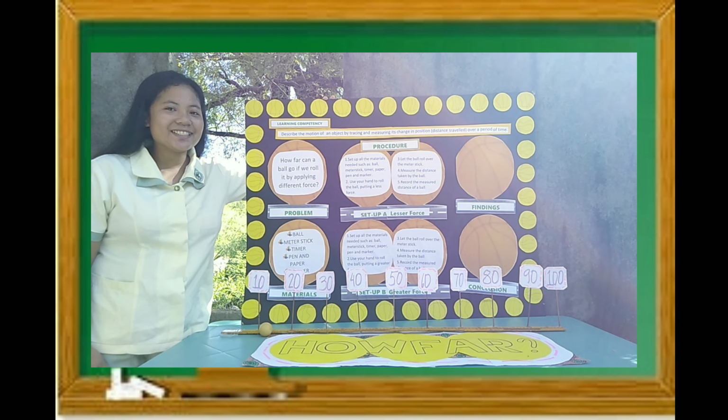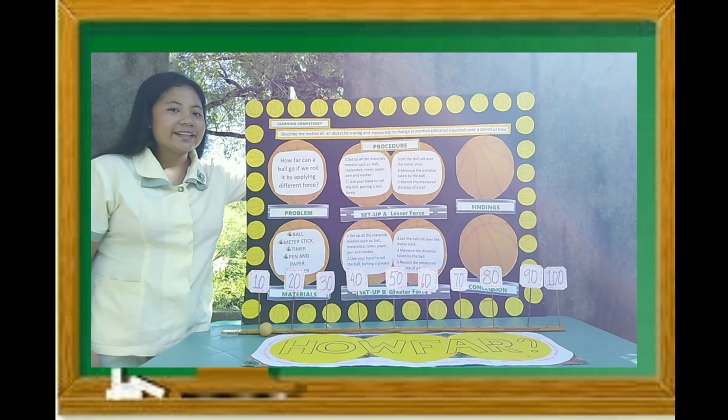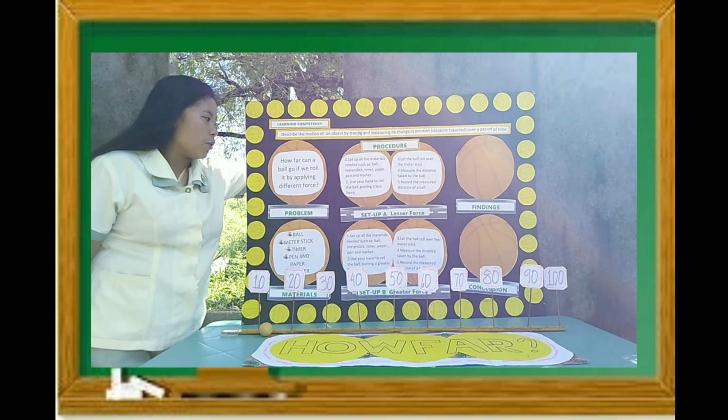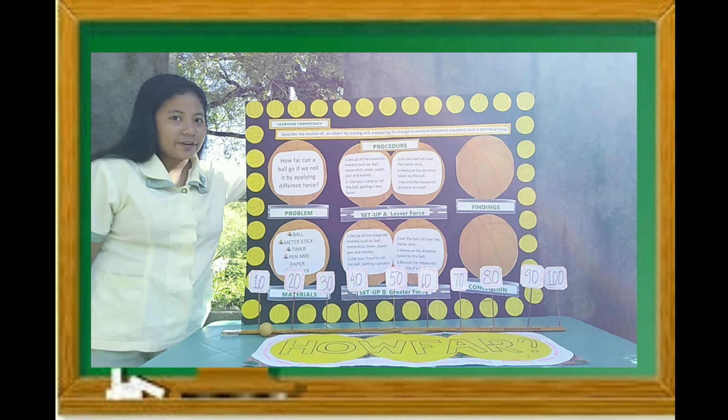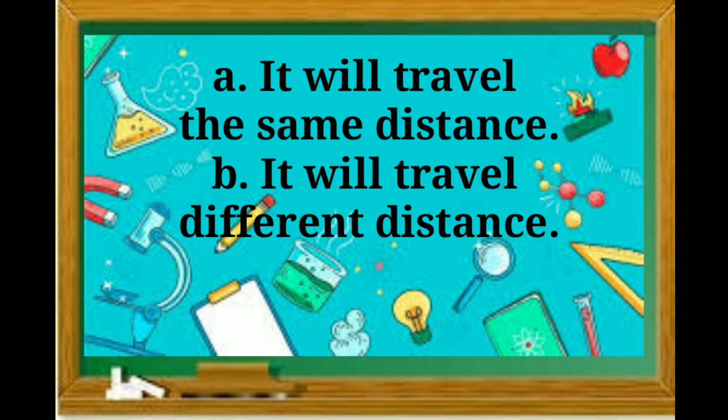So now kids, with our experiment entitled How Far, we need to find the answer of this problem. How far can a ball go if we roll it by applying different force? If we apply lesser and greater force to an object, what do you think will happen? A. It will travel the same distance. B. It will travel different distance. Try to answer it, kids, and later on we will be able to determine which answer is correct.